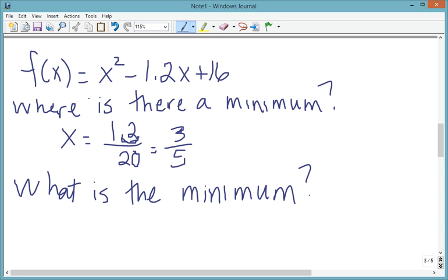Finding out what the minimum is takes a little more math, a little bit harder without a calculator. Since I've got decimals in my original, let me change this to decimals. So 3/5 would be the same as 6/10.